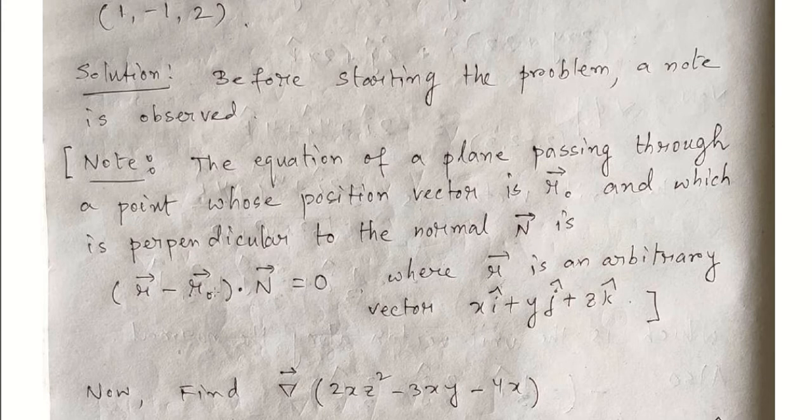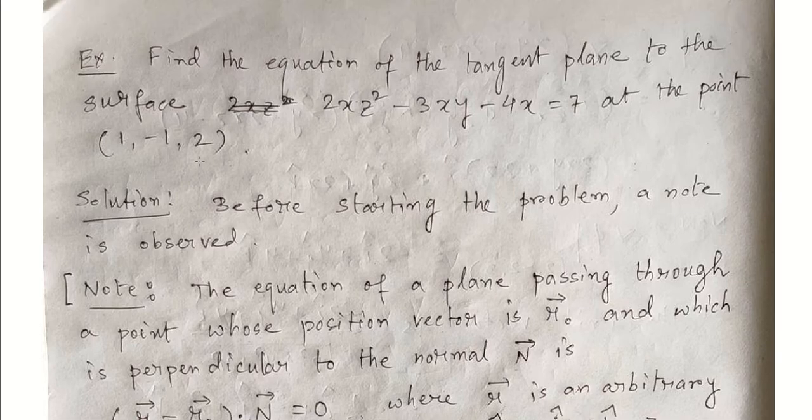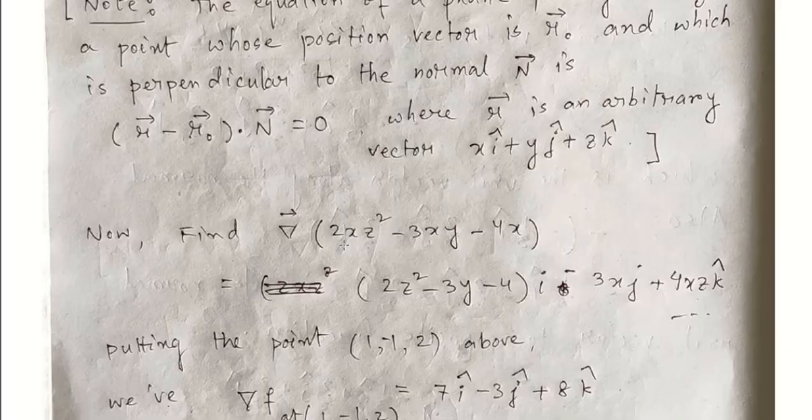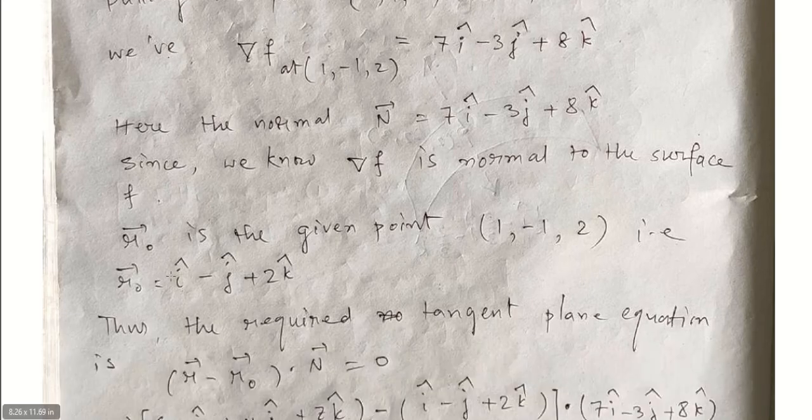And what is r0? r0 is nothing but this point (1, −1, 2). The point is already given in the question. So the corresponding vector for this point is 1i − 1j + 2k. So obviously r0 can be represented by i − j + 2k.